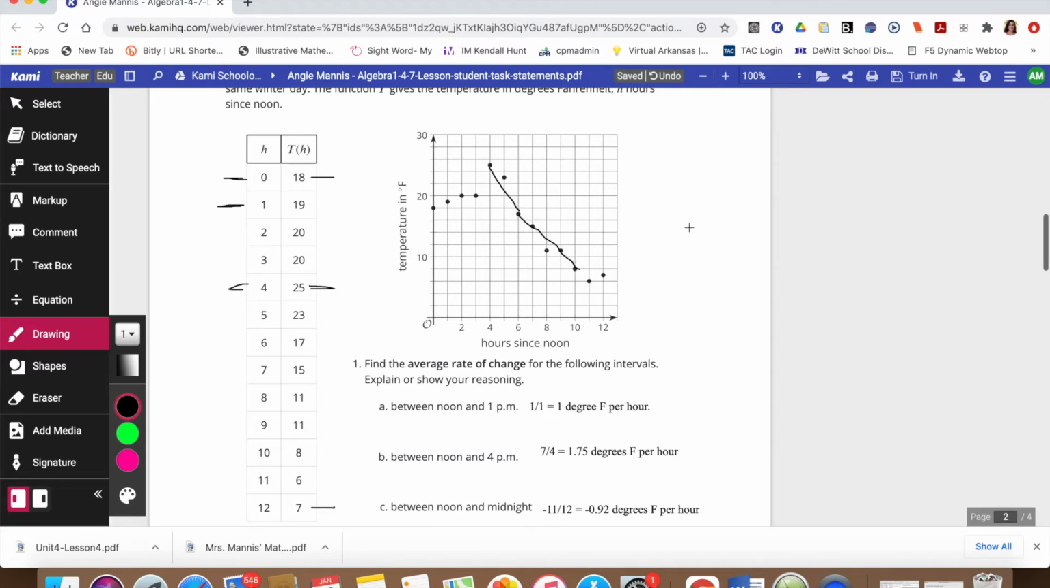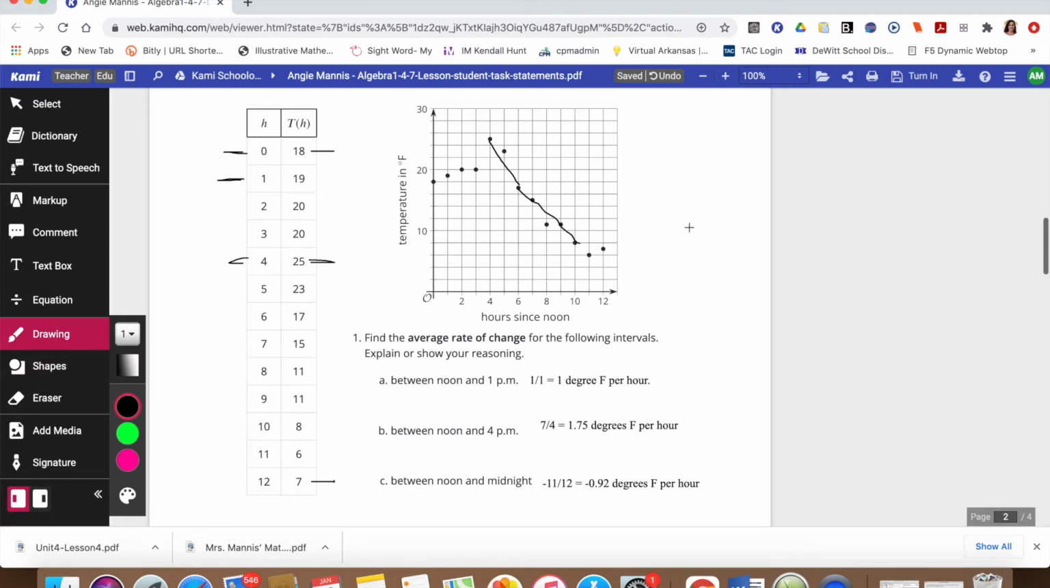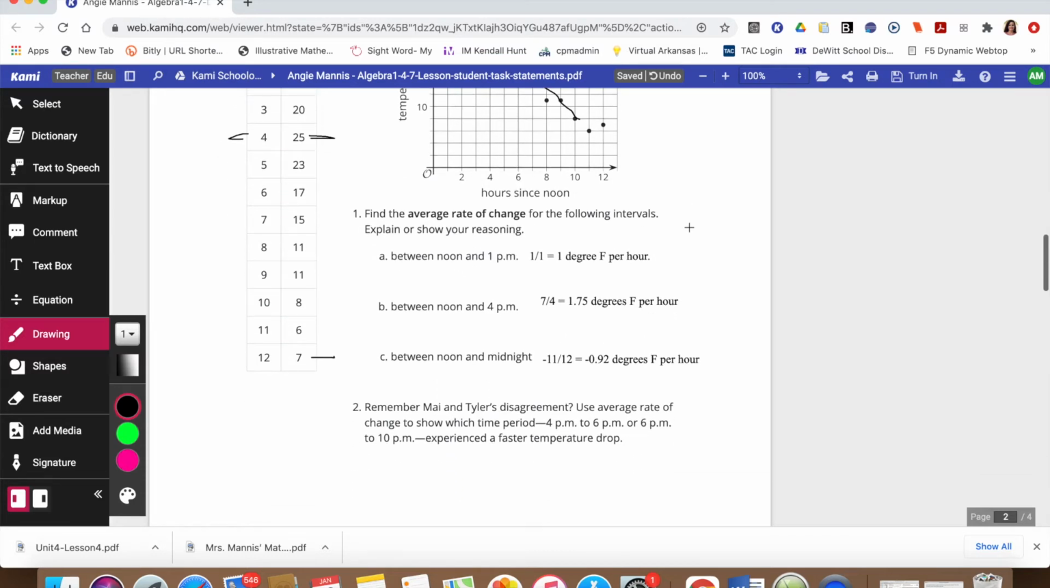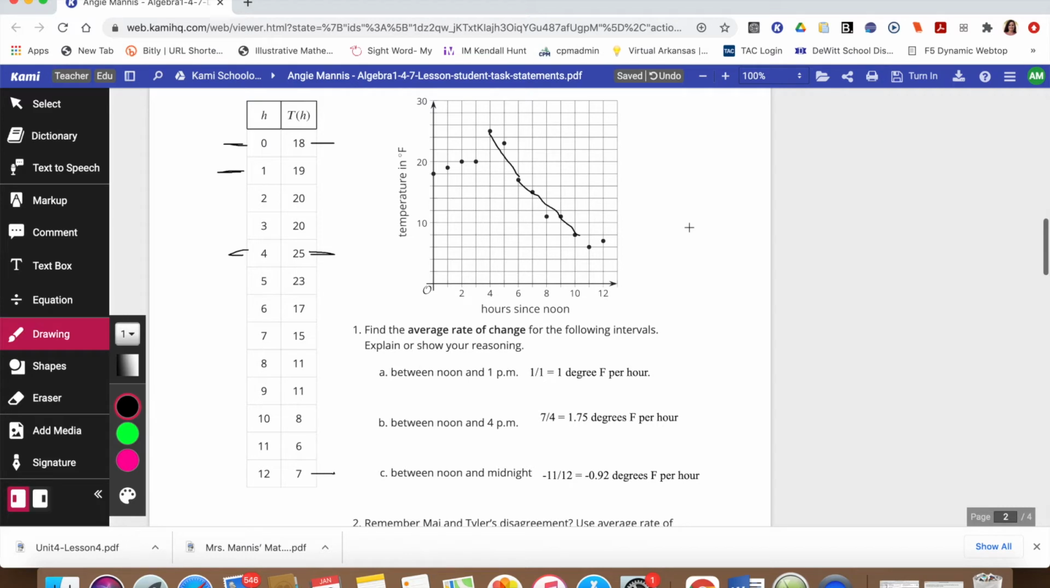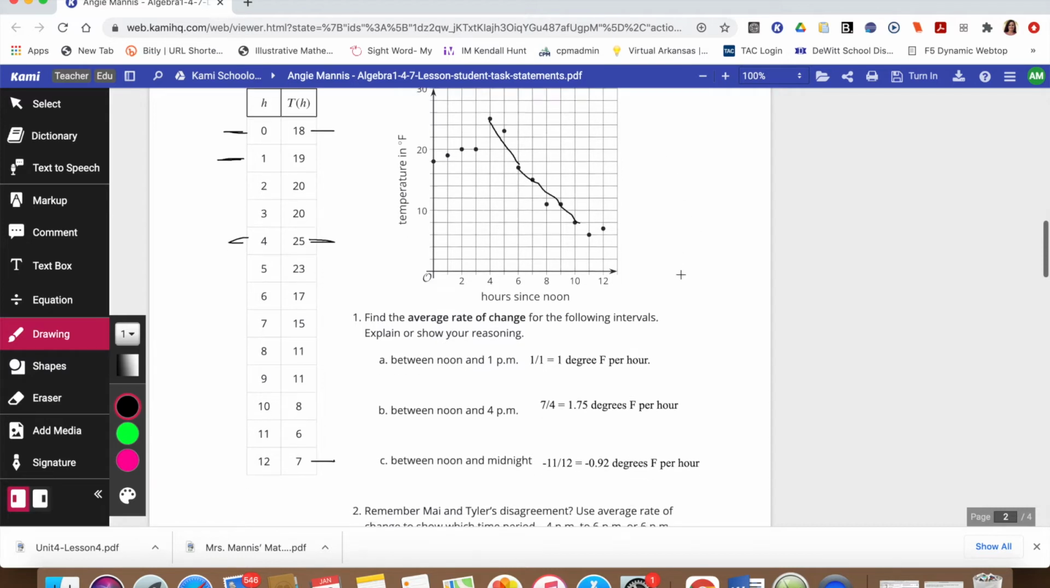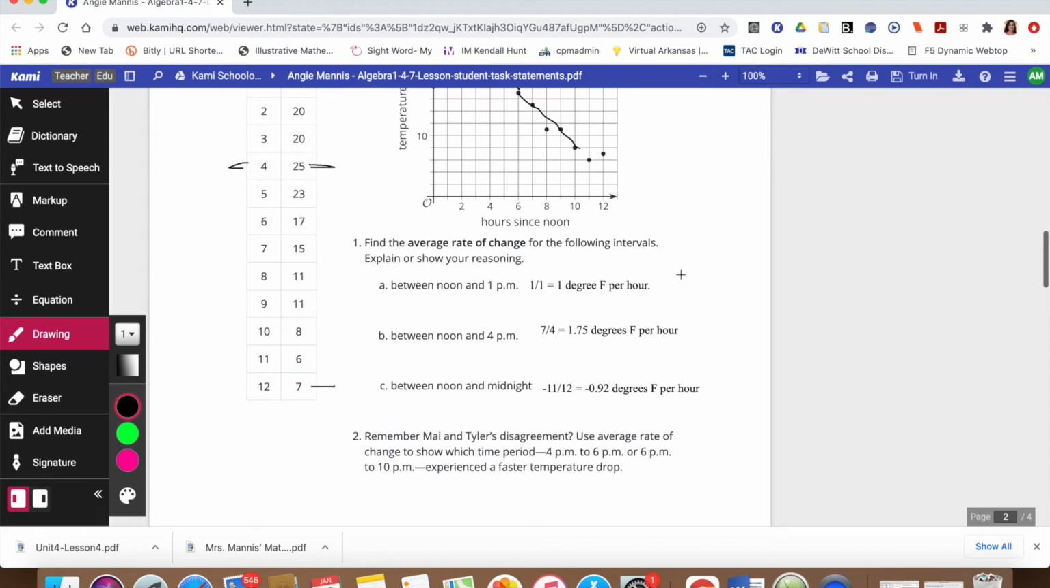Okay, and so to see which one changed faster, which one decreased faster, or experienced a faster temperature drop, you would look at the steepness of the line. So looking at this from 4 to 6 p.m., that line is steeper than from 6 to 10. So just think if you were going down a slide. The slide from 4 to 6 p.m. is going to go faster, or you're going to slide faster than it would from 6 to 10 p.m. So that is a steeper line there. So it's going to experience a faster temperature drop.